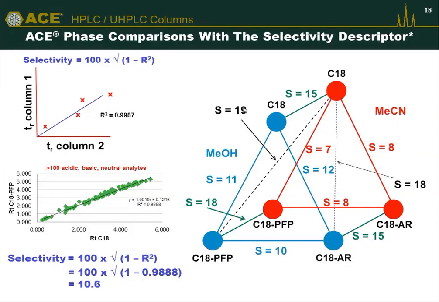which is when we ran our mixture, that is the mixtures run on a C18 and acetonitrile versus the mixtures on a C18 PFP in methanol. That's our most orthogonal combination.